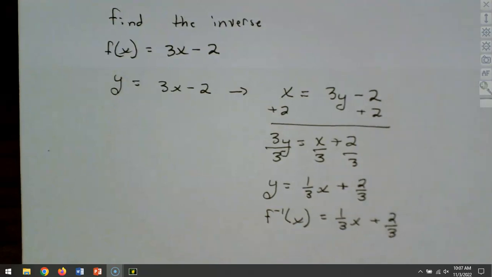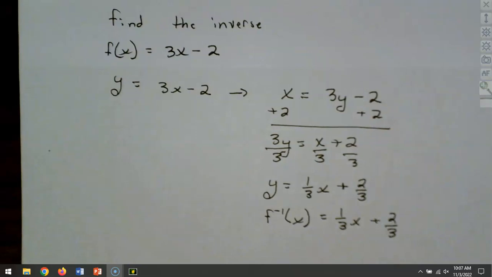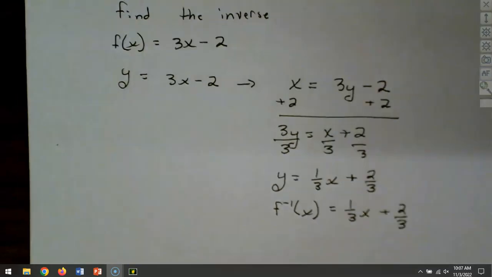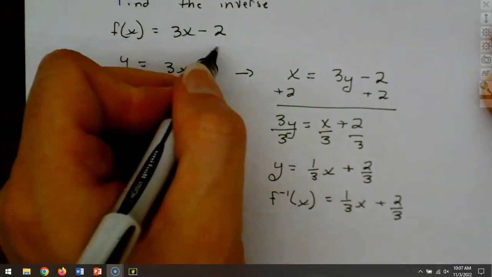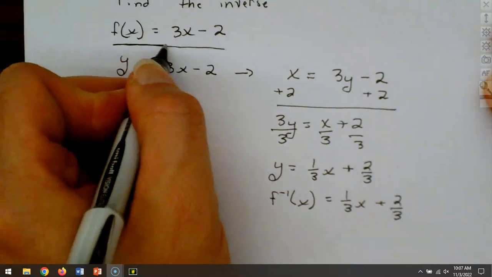Now, I'm going to graph these and I'm going to show you why these are inverses. Because if they are inverses, they should be able to be reflected around that line y equals x. So let's take a moment to graph these. This is the only one I'm going to graph, but I want to graph this so you see how these are inverses. So how would I graph the very first one, f of x?